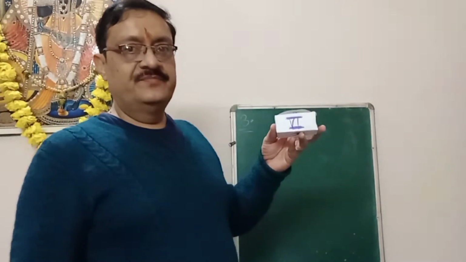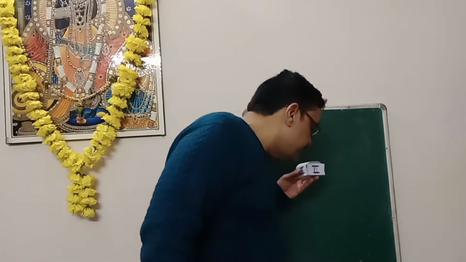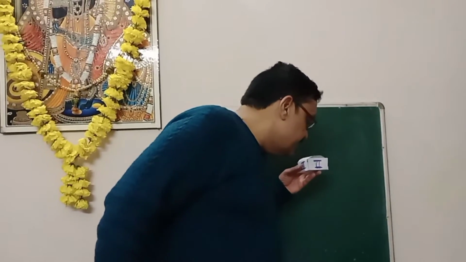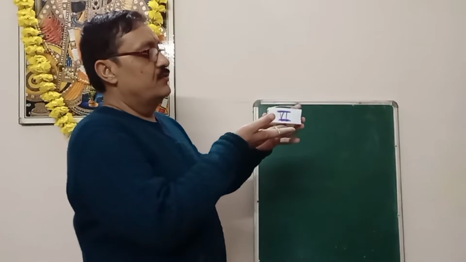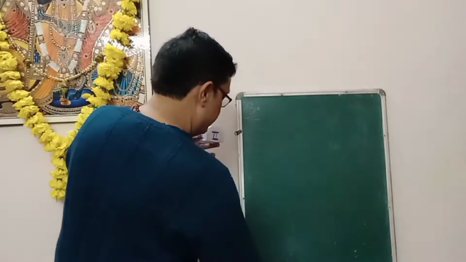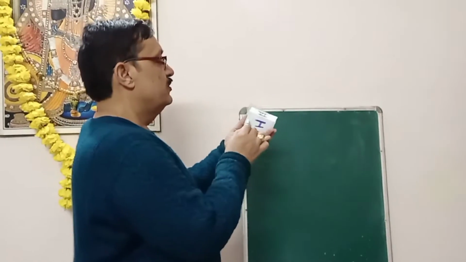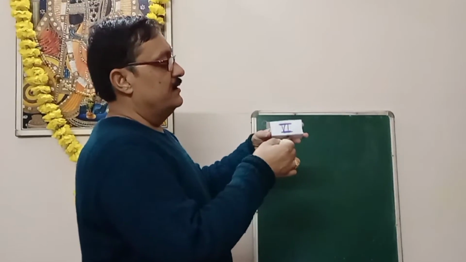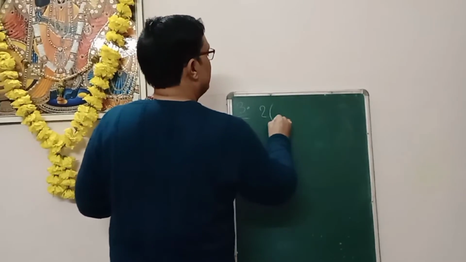This cuboid figure I am again and again showing so that this comes in mind. Here, what did the question say? The floor of a rectangular hall has a perimeter. The perimeter of the floor is given. Floor is again a rectangle. So what is the perimeter of a rectangle? 2(L plus B).